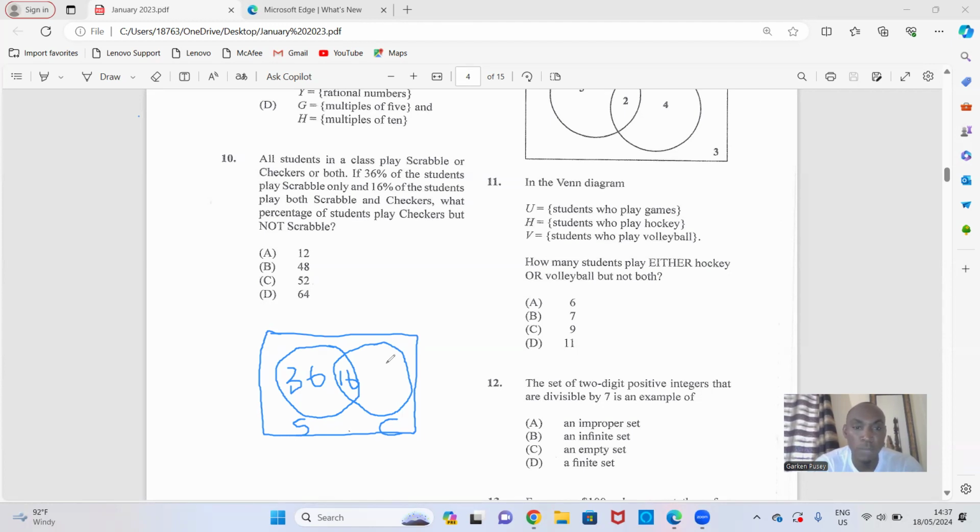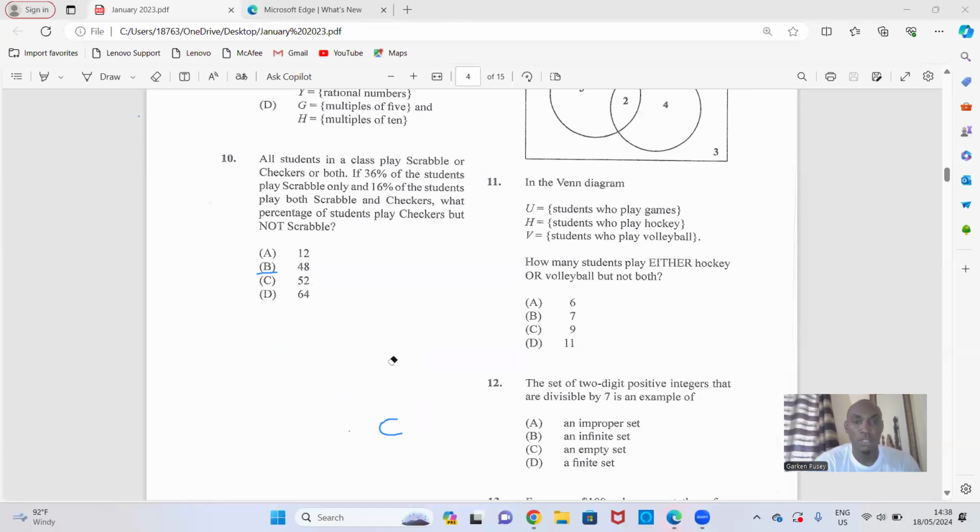Now percentage is marked, as we know, out of 100. So if 36 plus 16 is 52, what percentage is left for this part to take it up to 100? That would be 48. We have to be sharp on these things because calculators are not allowed. So my answer is going to be B. 36 plus 16 gives me 52, and 52 from 100 gives you 48. So it will be 48%.